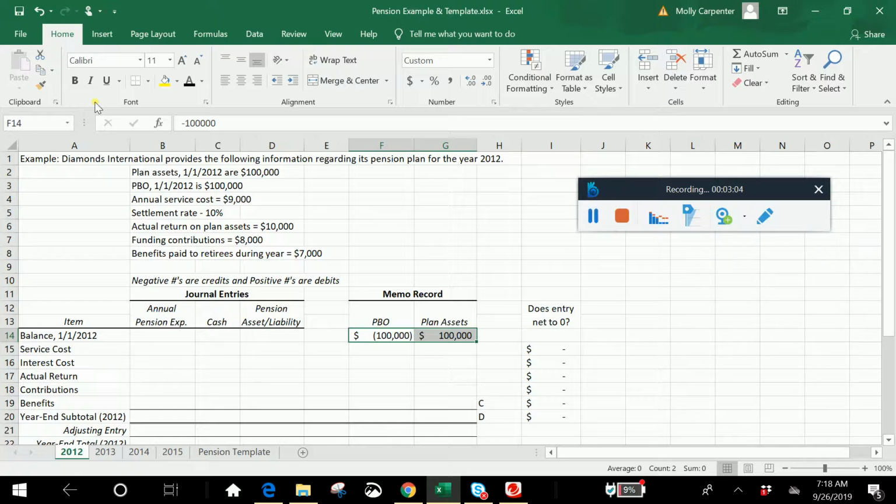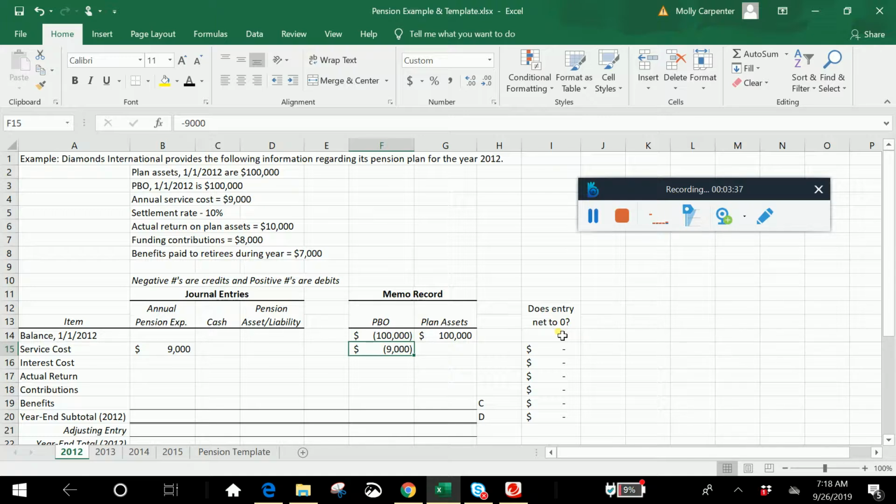They tell us that our annual service cost is $9,000. We know, though, that the service cost is going to increase our annual pension expense, and then the offset is going to be an increase to the PBO. So it's really important when we're doing these entries that we make sure that we have enough debits to cover the credits. When you see this column I over here, which says does the entry net to 0, it's just making sure that if I've put a debit somewhere, there's an offsetting credit somewhere else.